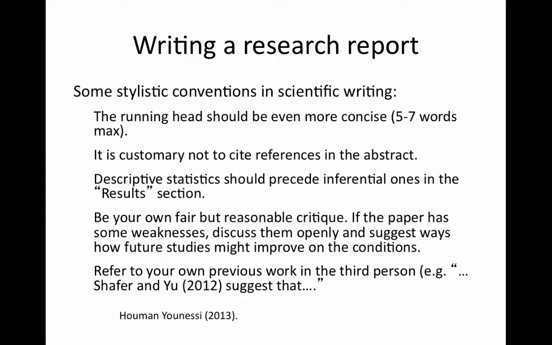Writing a research report. Some stylistic conventions in scientific writing. The running head should be even more concise, 5 to 7 words max. It is customary not to cite references in the abstract. Descriptive statistics should precede inferential ones in the results section.